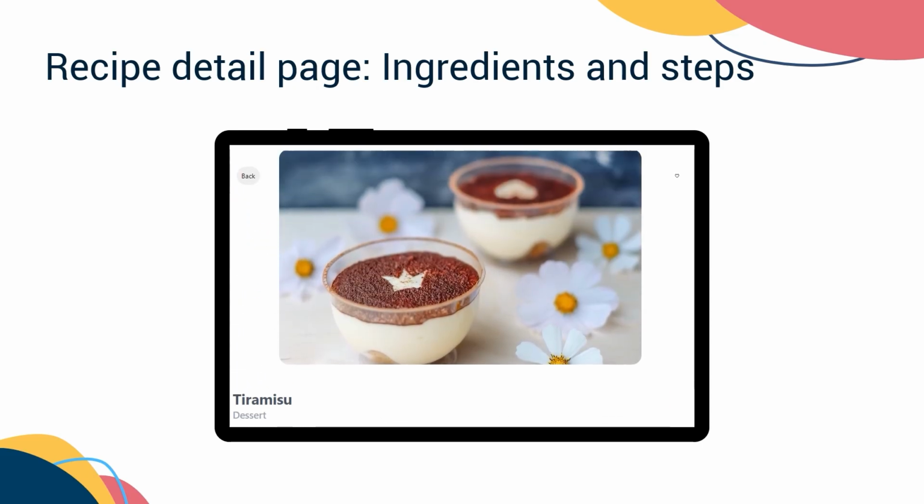If you like the recipe, you can tap the favorite button on the top right to save it to your favorites. The button works as a toggle, allowing you to easily unfavorite the recipe by selecting it again. Clicking the back button on the top left will take you back to the main feed.